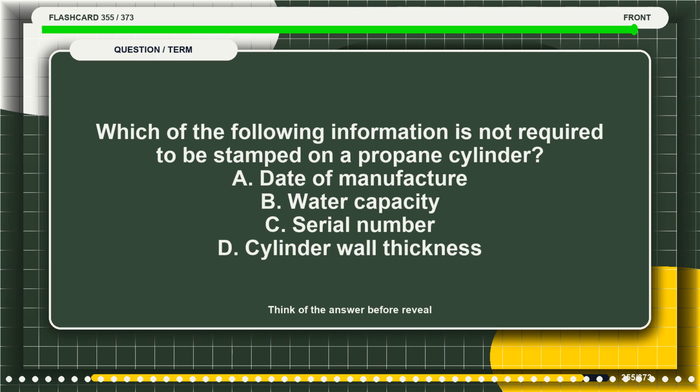Flashcard 355. Which of the following information is not required to be stamped on a propane cylinder? A. Date of manufacture. B. Water capacity. C. Serial number. D. Cylinder wall thickness. Think of the answer before the reveal.